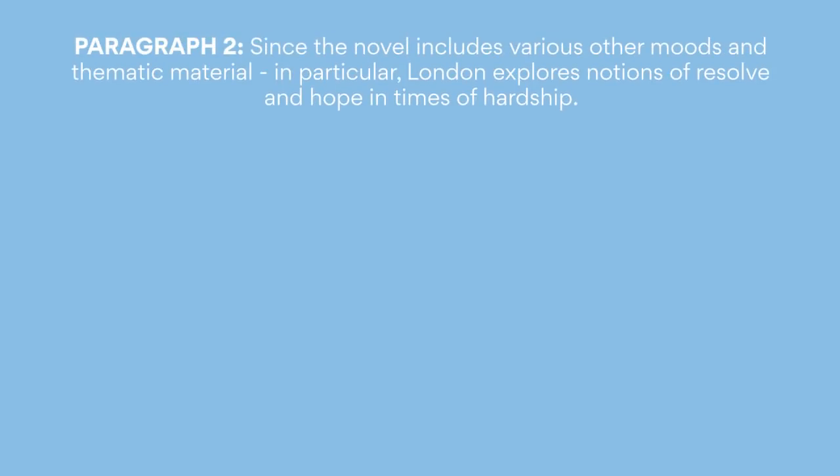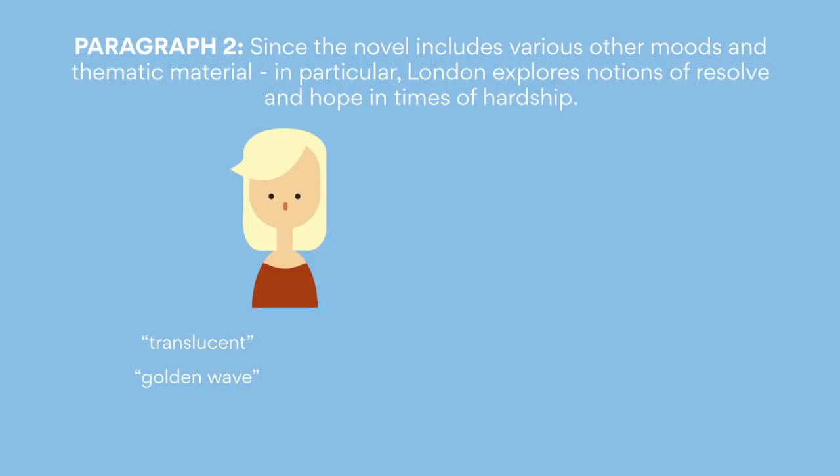Paragraph 2. We disagree, however, since the novel includes various other moods and thematic material. In particular, London explores notions of resolve and hope in times of hardship. Now, the first character that comes to mind would have to be Elsa. London uses particularly powerful imagery, such as her translucent golden wave of hair, or even her profile, outlined in light, to portray her as angelic or Elysian.